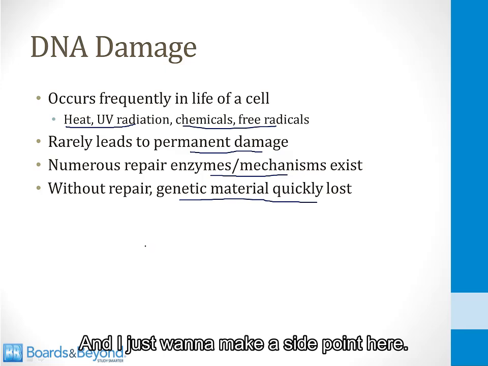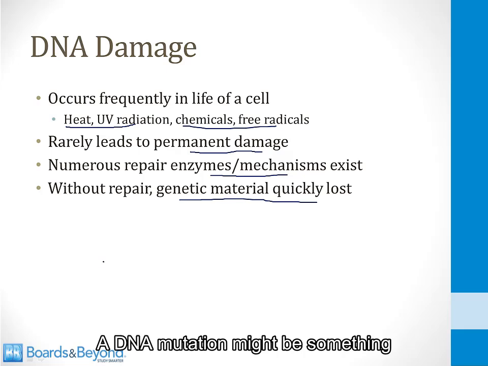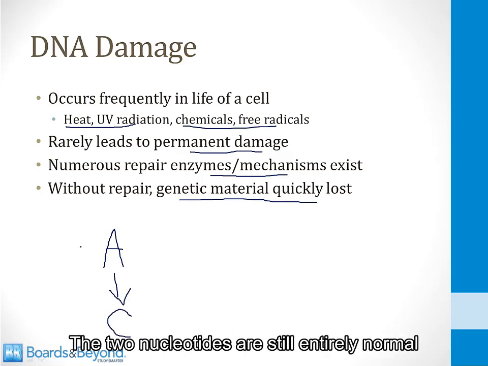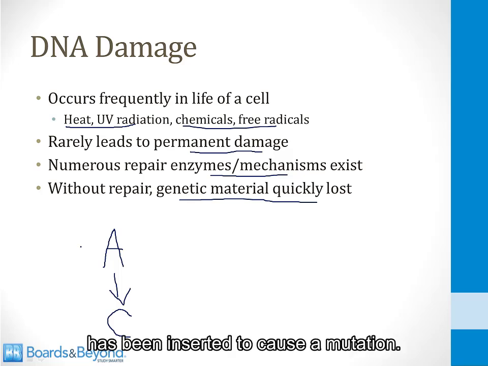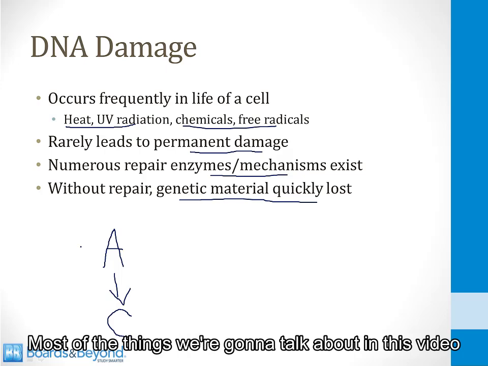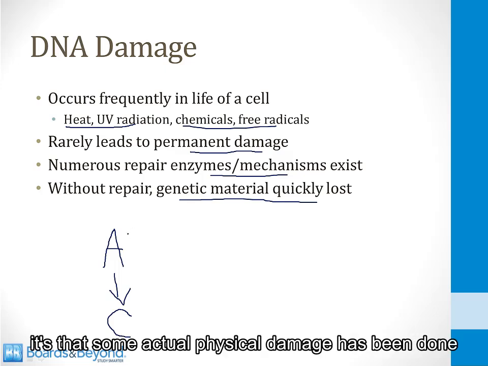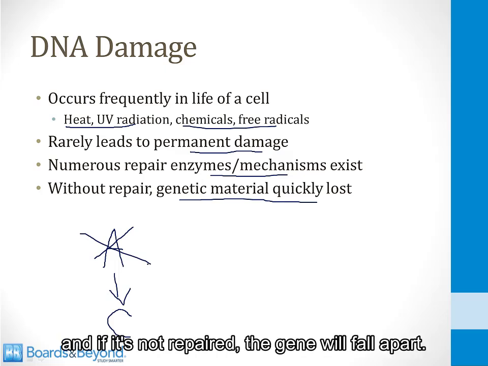And I just want to make a side point here. In another video, I talked about DNA mutations. A DNA mutation might be something like an adenosine nucleotide being accidentally converted into a cytosine nucleotide. The two nucleotides are still entirely normal and the genetic material is normal. It's just that the wrong base or nucleotide has been inserted to cause a mutation. Most of the things we're going to talk about in this video involve damage to the nucleotide. So it's not that one has been switched for another. It's that some actual physical damage has been done to the adenosine nucleotide, and if it's not repaired, the gene will fall apart.